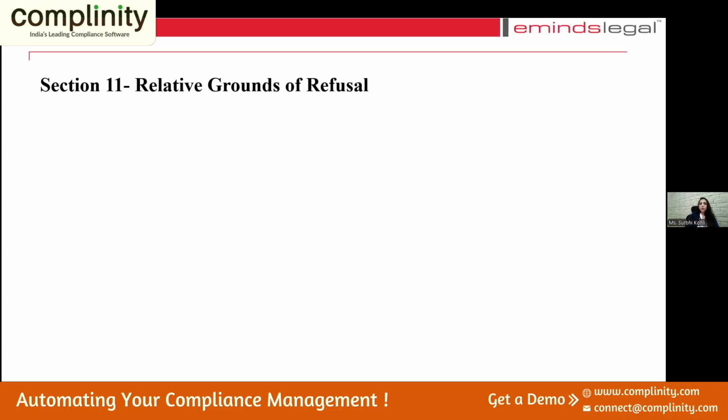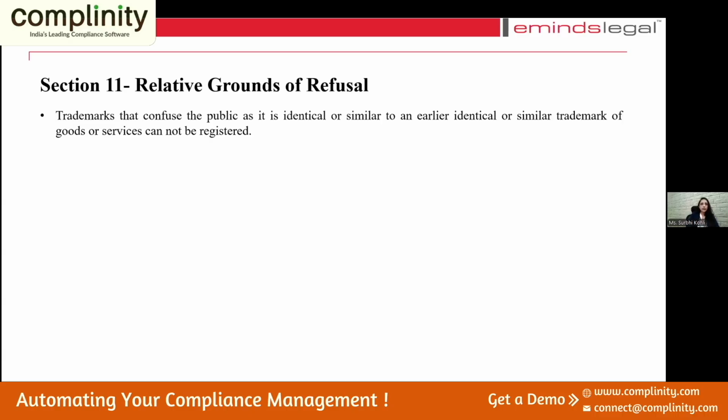Next is section 11, which are the relative grounds of refusal under the Trademarks Act 1999. So trademarks that confuse the public as it is identical or similar to an earlier identical or similar trademark of goods or services cannot be registered. Like I mentioned, the PS5 case. Or when we do the trademark search, we do it on the trademark website, wherein all the marks are listed with their details, what are the goods and services that they are being used for. Now, it can be a scenario like you want to file a trademark which is filed by somebody else in a different class. So that's what trademark research is about.